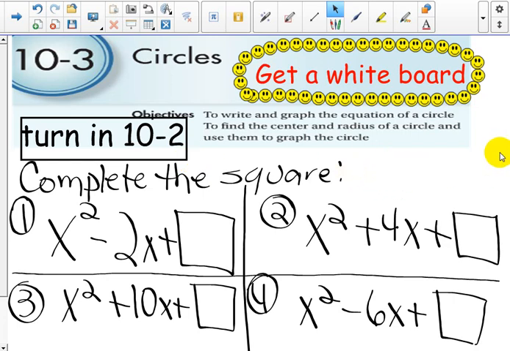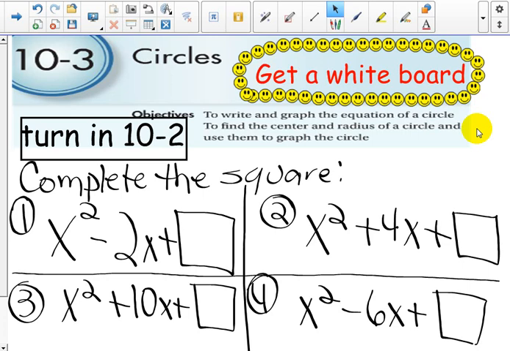Okay, so our objective today, we're going to move to circles. Our objective today is to write and graph an equation of a circle, and to find the center and the radius of a circle and use them to graph the circle. So today we're going to do the first part of this lesson.